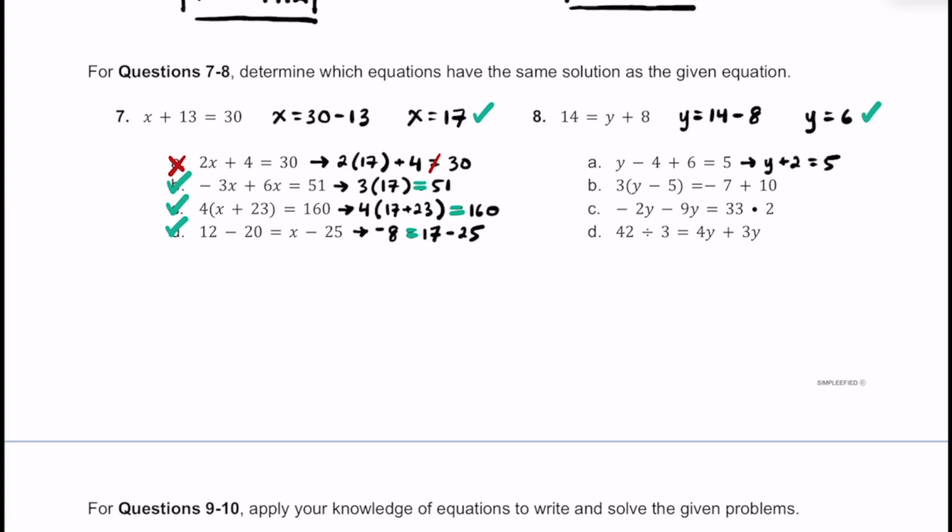Now, if you go ahead and change this y to 6, then it would turn into 6 plus 2. So if we say 6 plus 2, the question is, does that equal 5? Well, 6 plus 2 is 8, so 8 doesn't equal 5, so A is not going to work here.